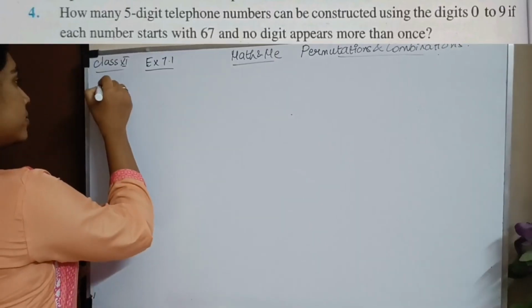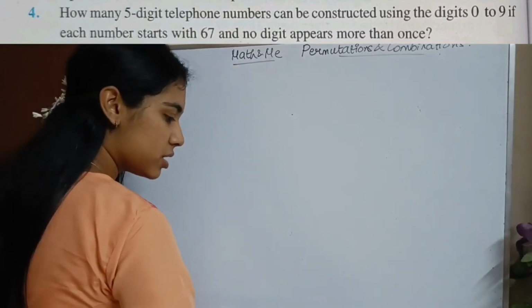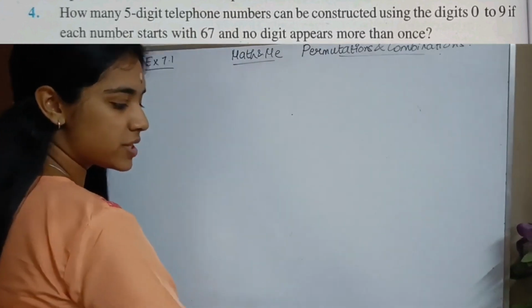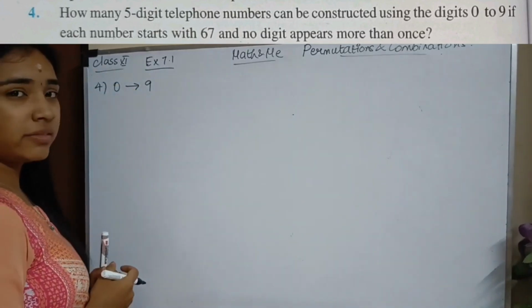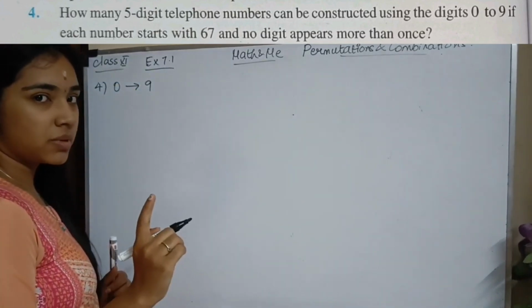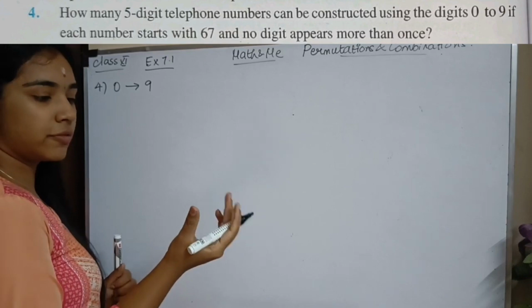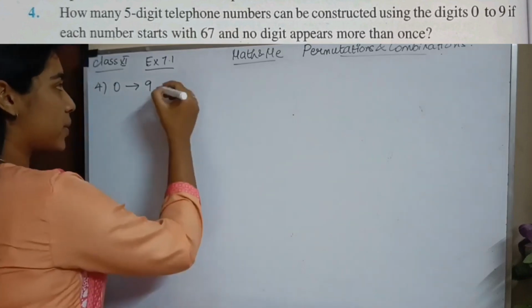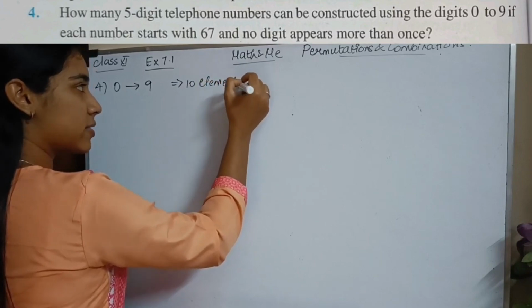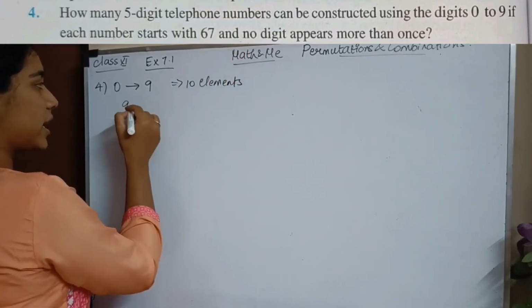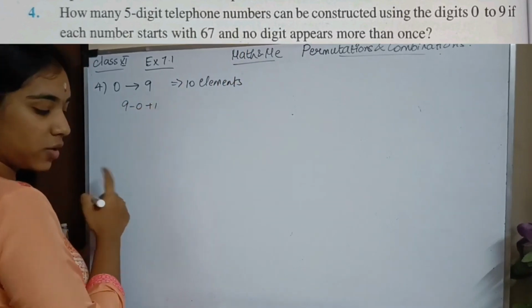Question number 4. How many 5-digit telephone numbers can be constructed using the digits 0 to 9? So how many numbers do you have? 10 numbers, not 9 numbers. 0, 1, 2, 3, 4, 5, 6, 7, 8, 9. So I have 10 elements in total. Don't make mistakes. Usually it is 9 minus 0 plus 1. That is how you count.